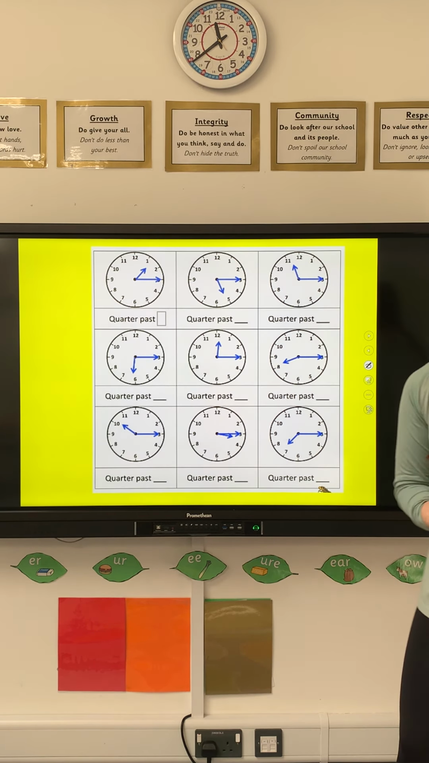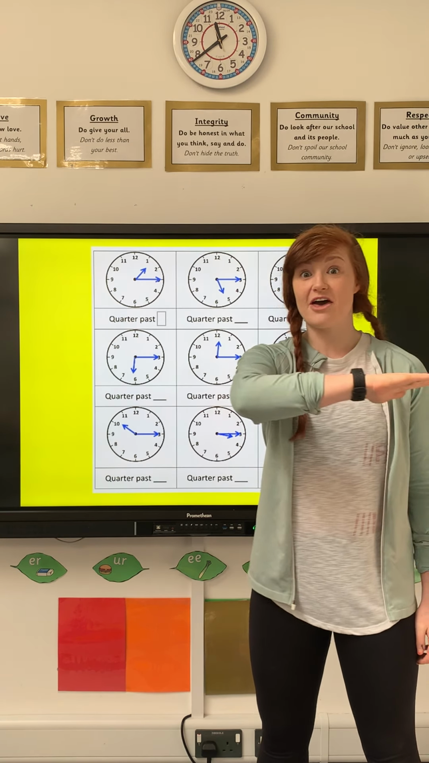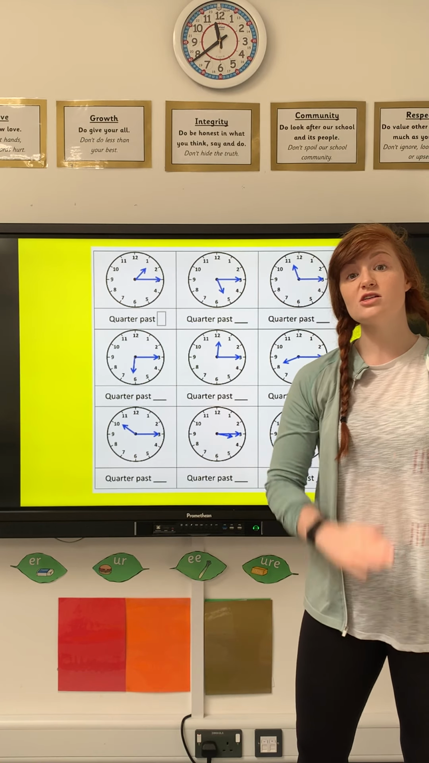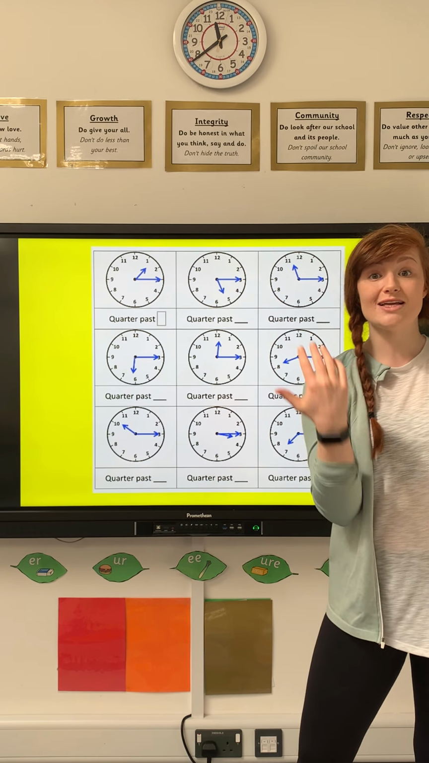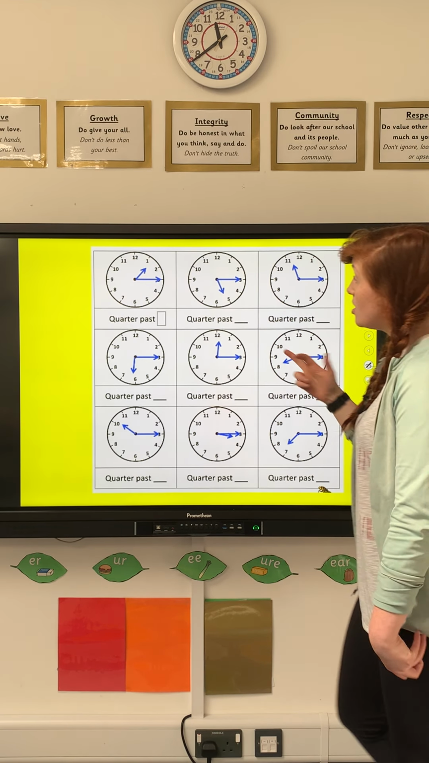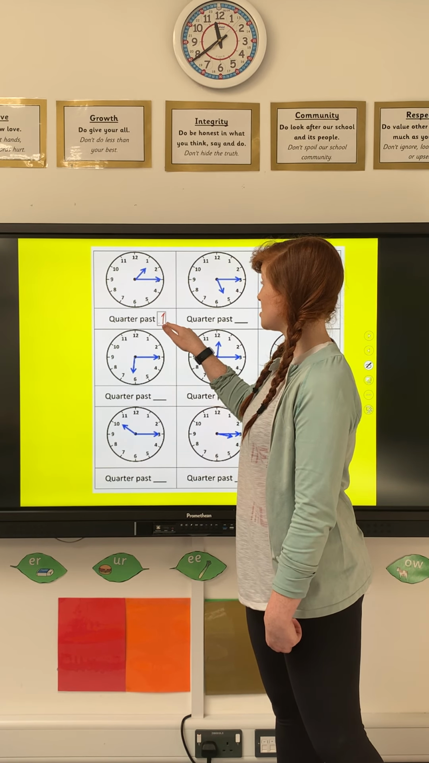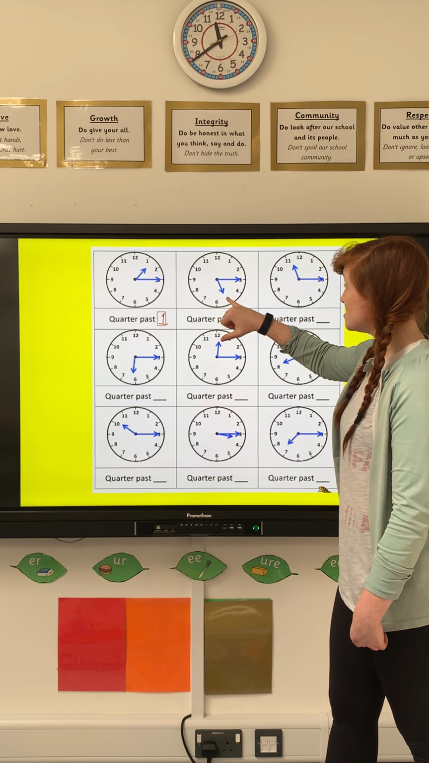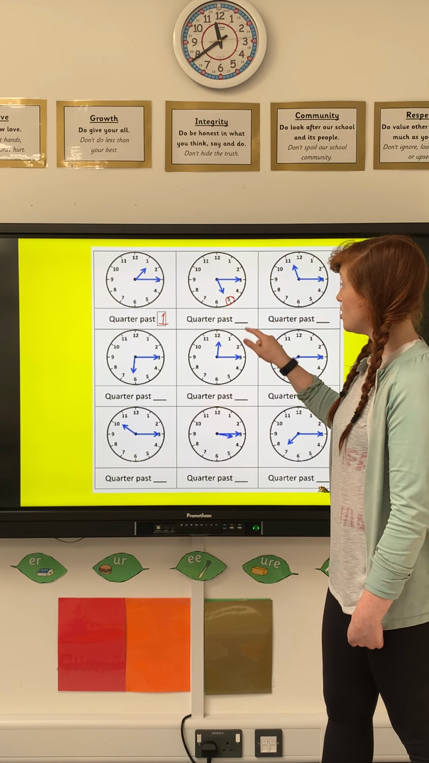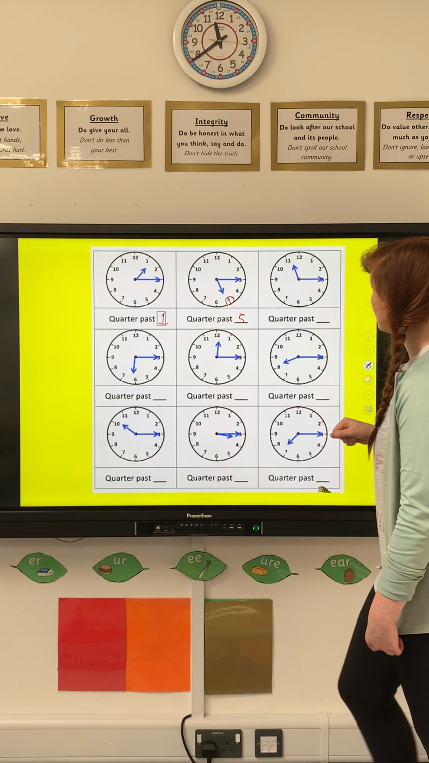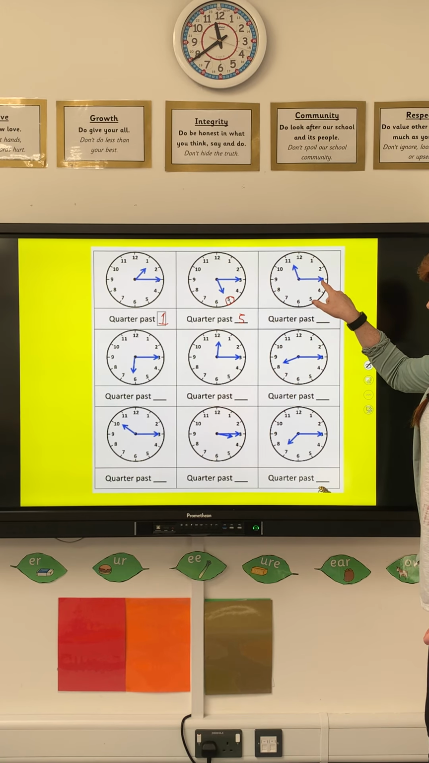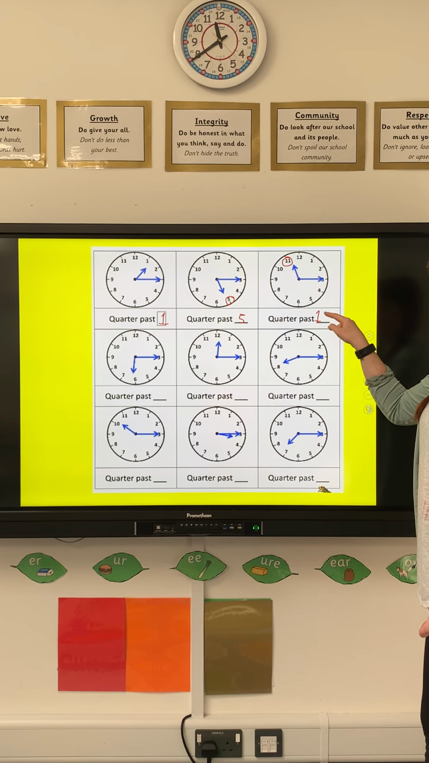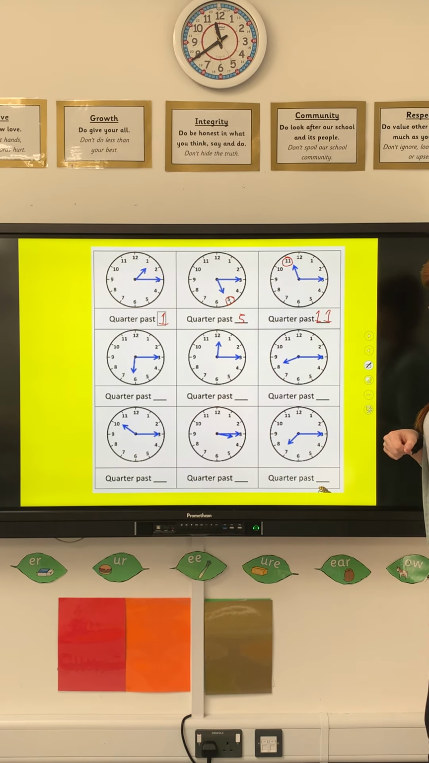So we're going to see now whether we can have a look at some of these ones. So again, the big hand, the minute hand, is pointing at that 3. Really long hand. So we know it's quarter past. And we're looking at that little hand and seeing which hour it is past. So you can see here, that's the one that we just had, quarter past 1. This one, the big hand's at the 3. The little hand is just past the number 5. So it would be quarter past 5. We've got the big hand at the 3 and the little hand just past the 11. So it would be quarter past 11.